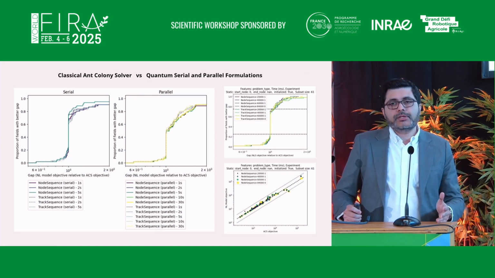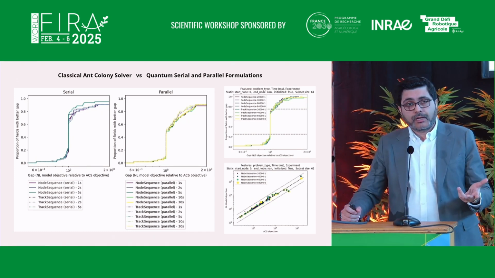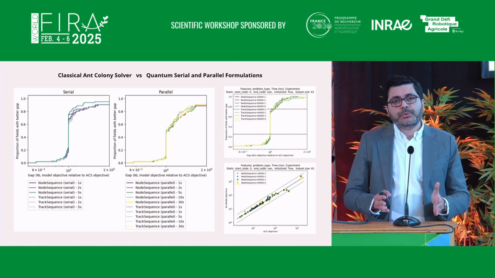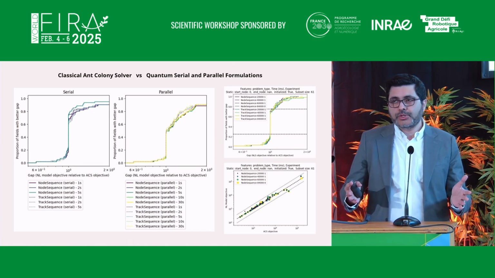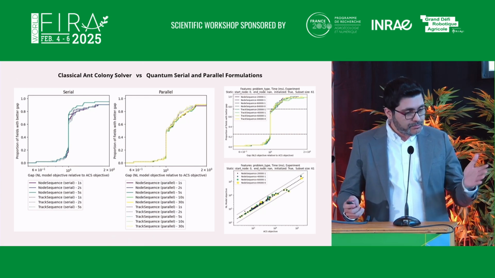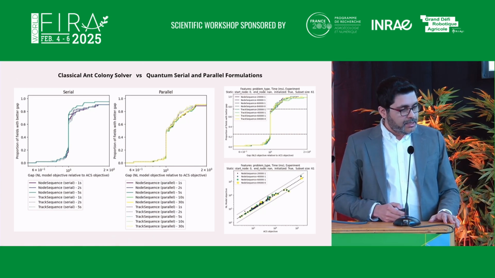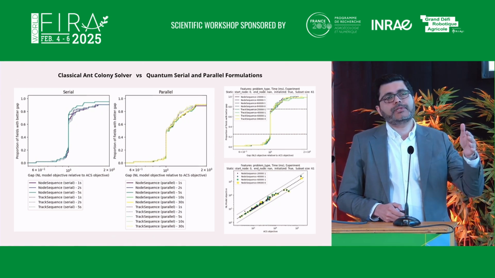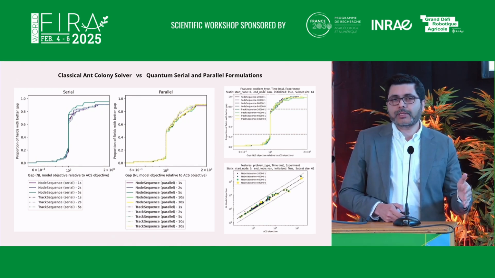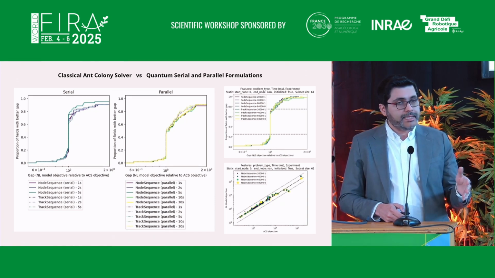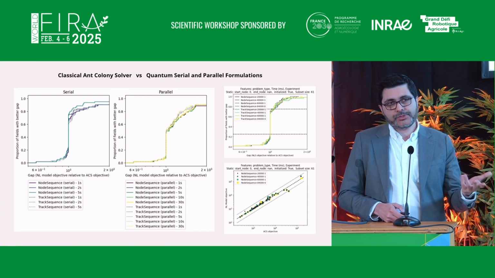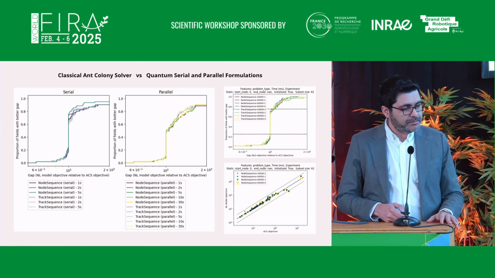Which then means that for thousands of fields you need a few minutes, whereas on a classical machine, or even on a classical cloud, you would need days to perform that analysis. So that's the result. And we had a number of formulations. We had a serial quantum formulation. We also had a parallel quantum formulation. And that's the parallel quantum formulation that allows you to get the most speed up.